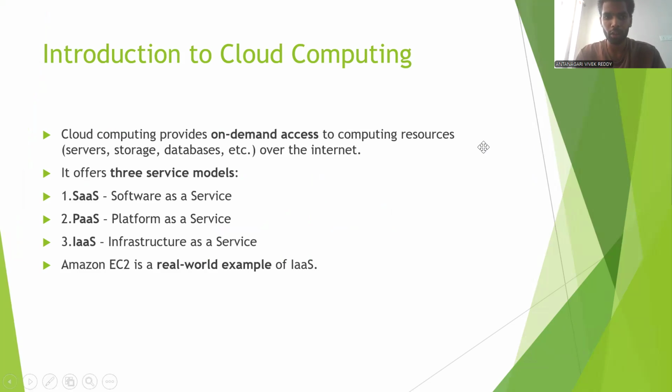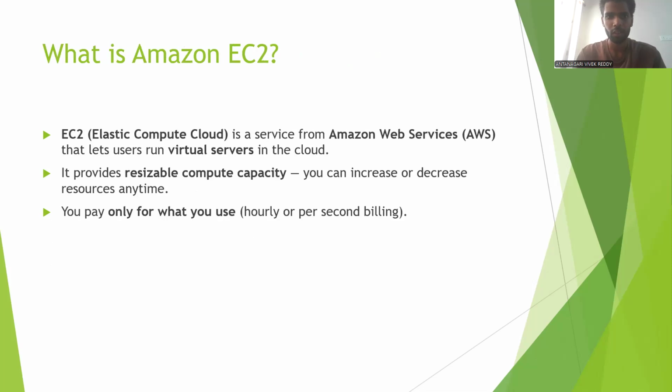Now I'm going to discuss Amazon EC2, which is a real world example of infrastructure as a service. First, what is Amazon EC2? Amazon EC2 stands for Elastic Compute Cloud. It is a service provided by Amazon Web Services, known as AWS. It lets us run virtual servers directly in the cloud. It also provides compute capacity which can be resized, so we can increase or decrease the resources anytime according to our wish, and we only pay for what we use.